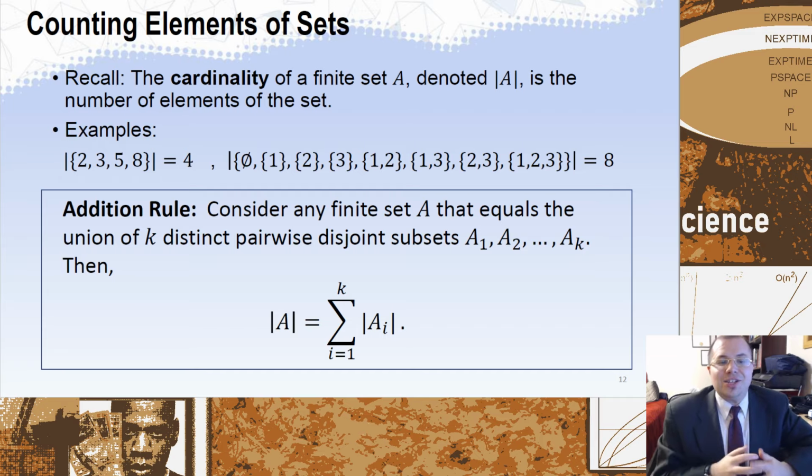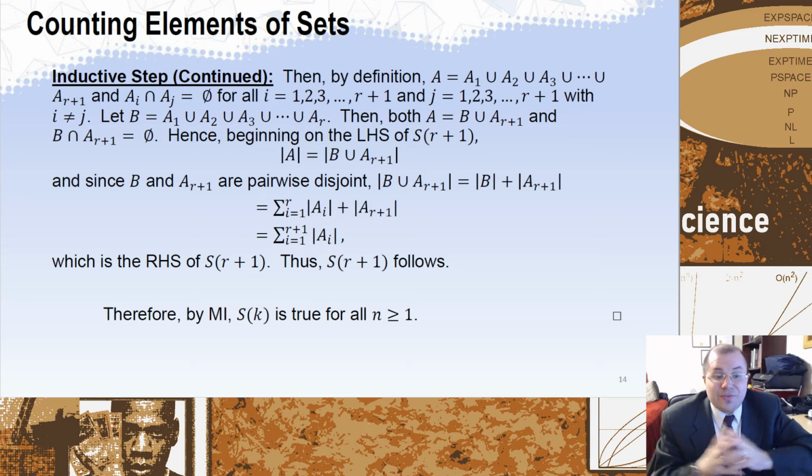So I just plop that in, and then you'll notice, hey look, I have a summation on this side that goes up to r, and I have the next element sitting right beside it. So I'm just going to combine that into my summation, and I end up with the result I ultimately wanted, right? Which, of course, is the right-hand side of S of r plus 1. Therefore, S of r plus 1 follows, and therefore, by the principle of mathematical induction, S of k is true for all k greater or equal to 1. So, note that should say k there. My apologies.